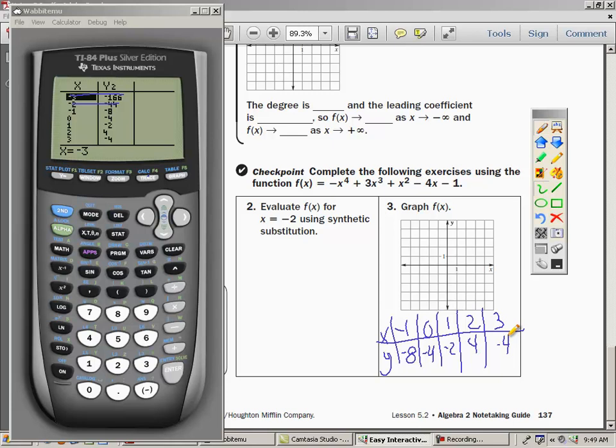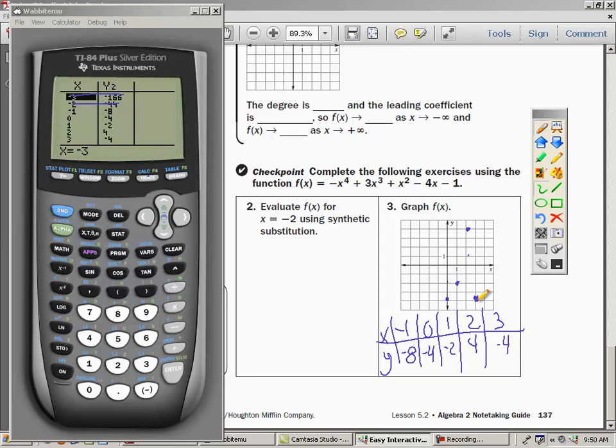And so let's plot those points. Negative 1, negative 8 is way down off the page. We can't see that one. But 0, negative 4 is right in there. 1, negative 2 is right in there. And let's see, 2, 4 is over 2, and up 1, 2, 3, 4. And then 3, negative 4 is right in there.